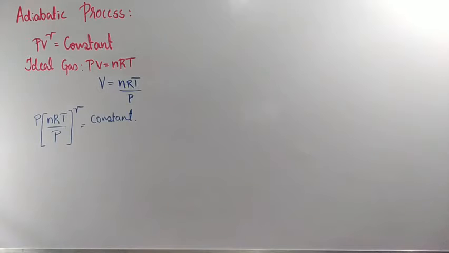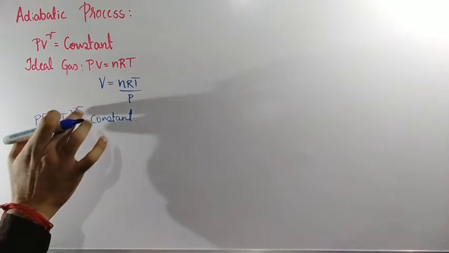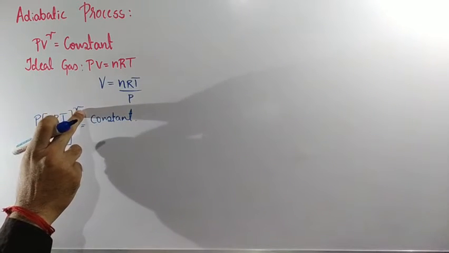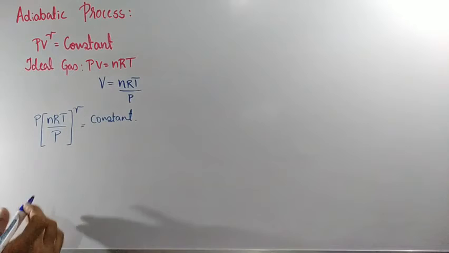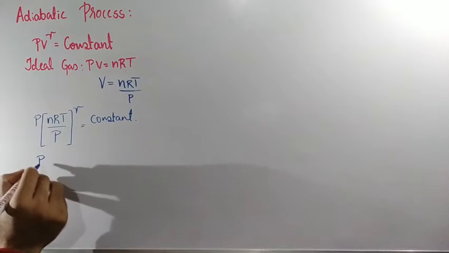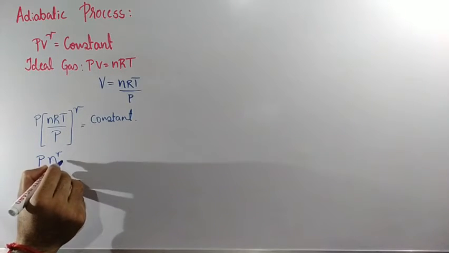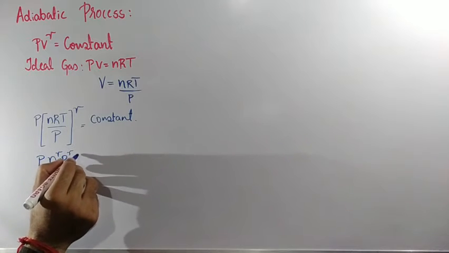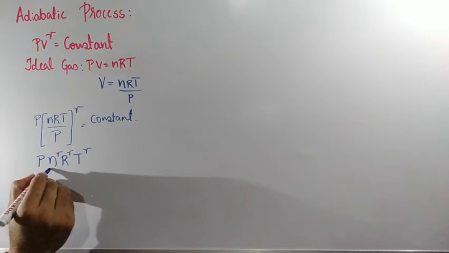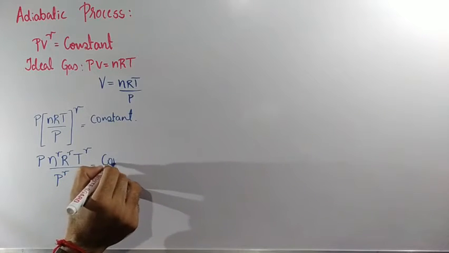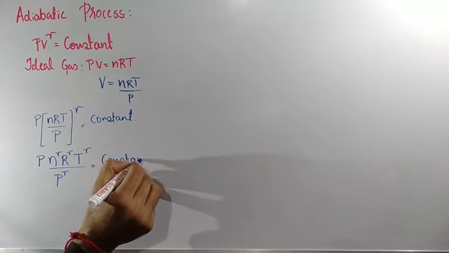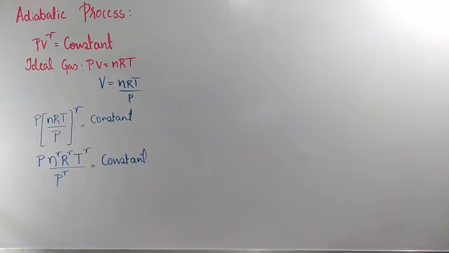Okay, now next. This nRT by P whole power gamma, I will take this gamma for all the terms. That means I am going to remove this bracket, so I can write it as N power gamma, R power gamma, T power gamma, all divided by P power gamma, is equal to constant. Clear?